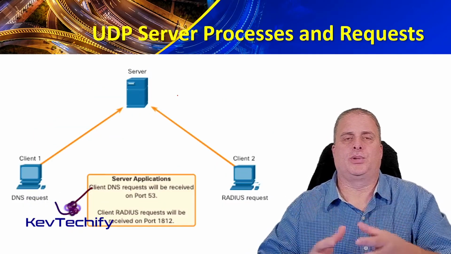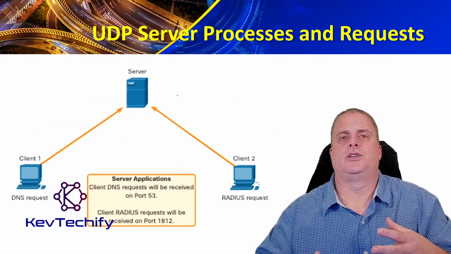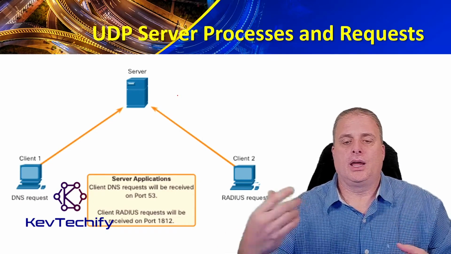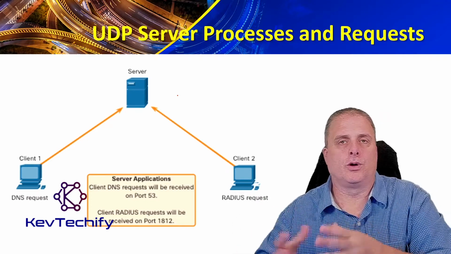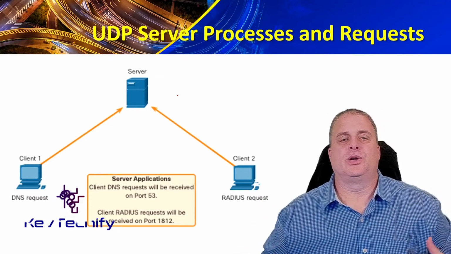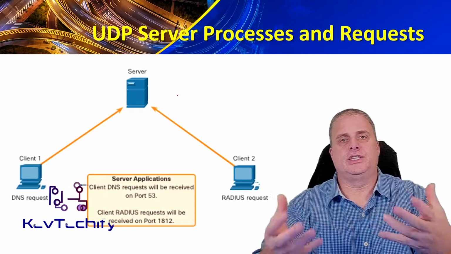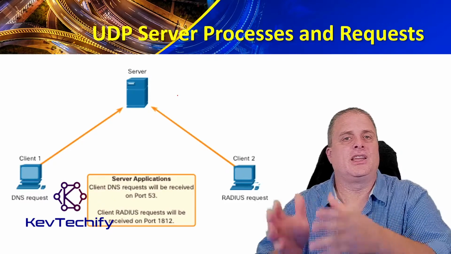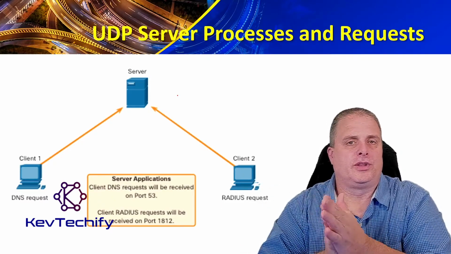UDP server applications are assigned to well-known ports. Two of these typically here are DNS requests and RADIUS requests. RADIUS is a form of authentication. And what these do is they send these requests to the server. The server sees these well-known port numbers and it sends it to the server application assigned to that port number to get processed.